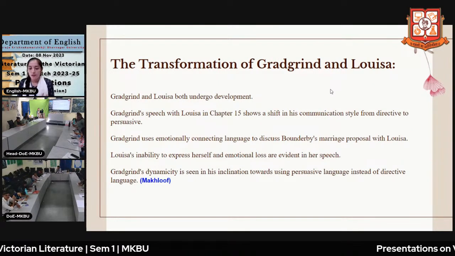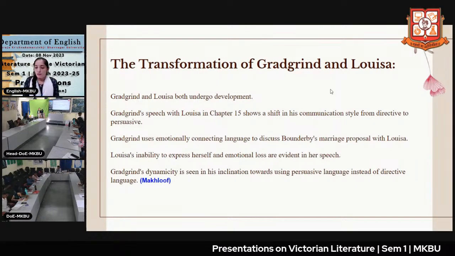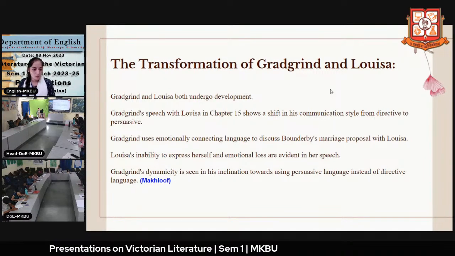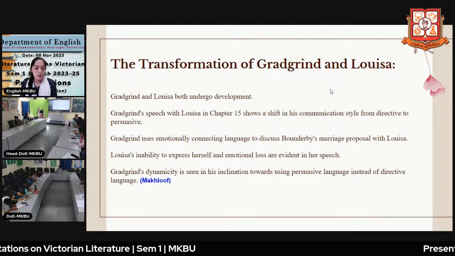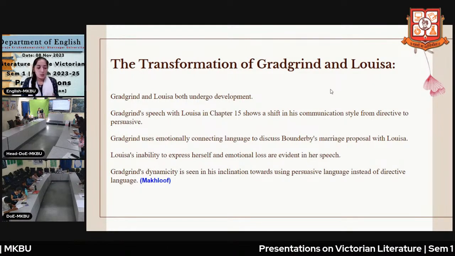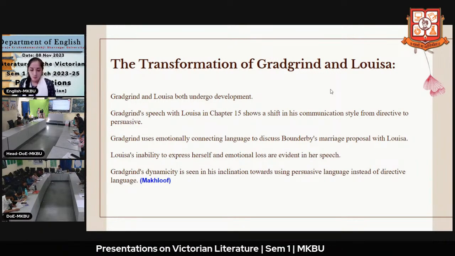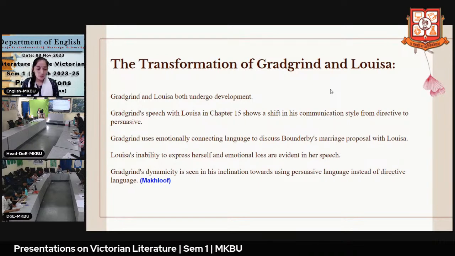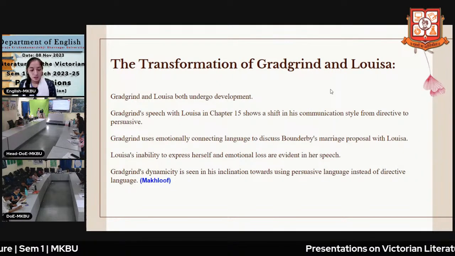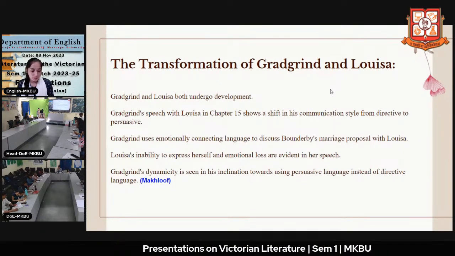her father and tells him that she is not happy in her marriage. She expresses her emotion. Gradgrind uses emotionally connecting language to discuss the marriage proposal with Louisa. Louisa's inability to express herself and her emotional lows are evident in her speech. And Gradgrind's dynamicity is seen in his inclination towards using persuasive language instead of directive language.